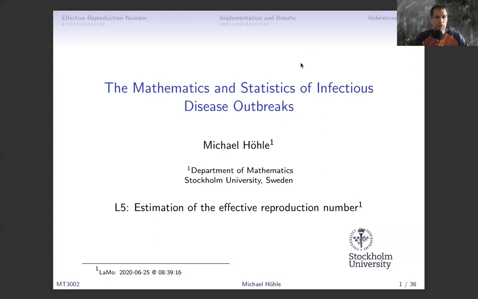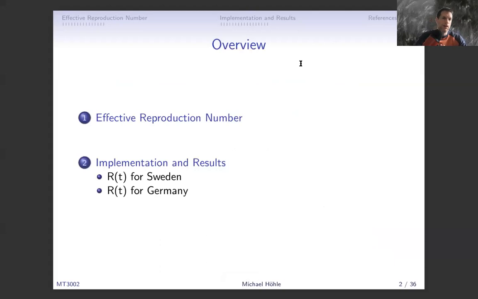There are two topics to talk about today. Continuing from what Tom talked about, is effective reproduction number estimation. We will consider this from a theoretical viewpoint in the first part, and then we will switch to a more applied view, and we will try to do some effective reproduction number estimates for Sweden based on the data from the Swedish Folkhälsomyndigheten. And just for comparison, we will also look at the reproduction number estimation for Germany.